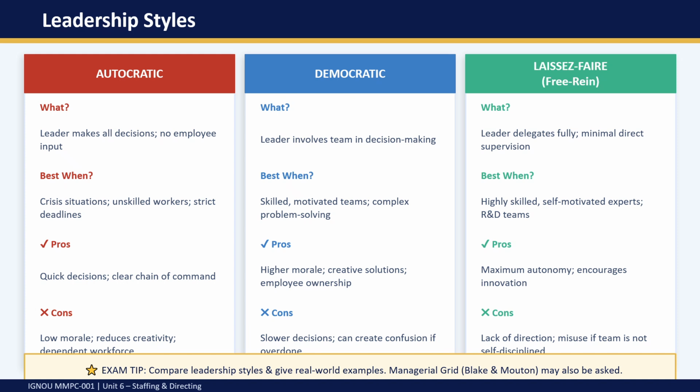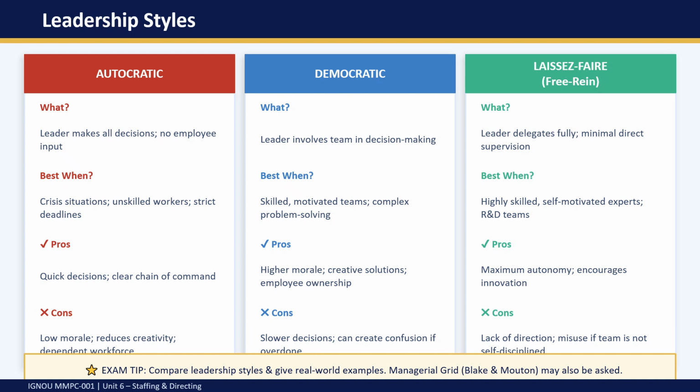Motivation is the fourth and perhaps most important element of directing. It refers to the inner psychological drive that energizes and directs a person's behavior towards achieving a goal. Motivation can be financial, such as pay, bonuses, profit sharing, and allowances, or non financial, such as recognition, job enrichment, autonomy, and opportunities for growth. Two motivation theories are absolutely essential for your exam.